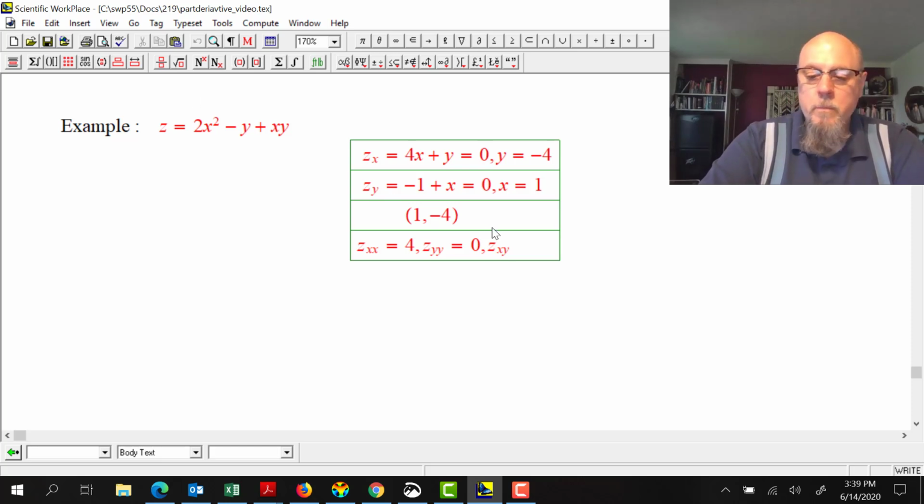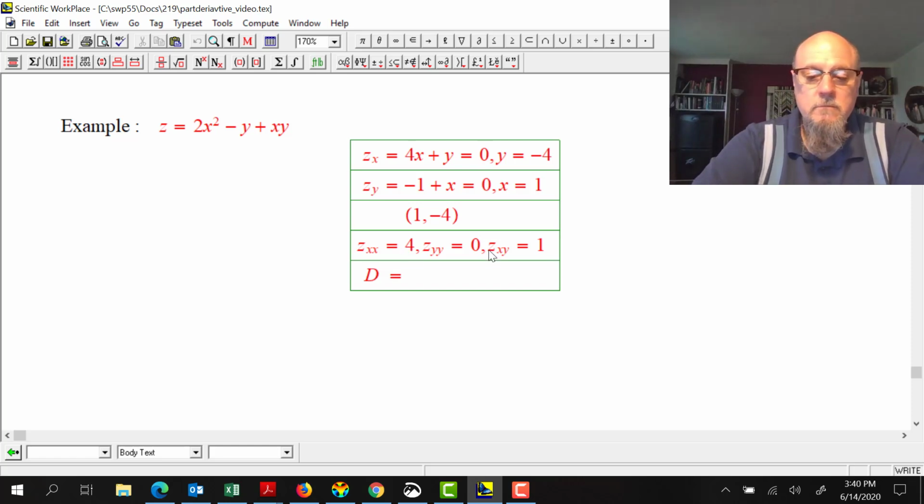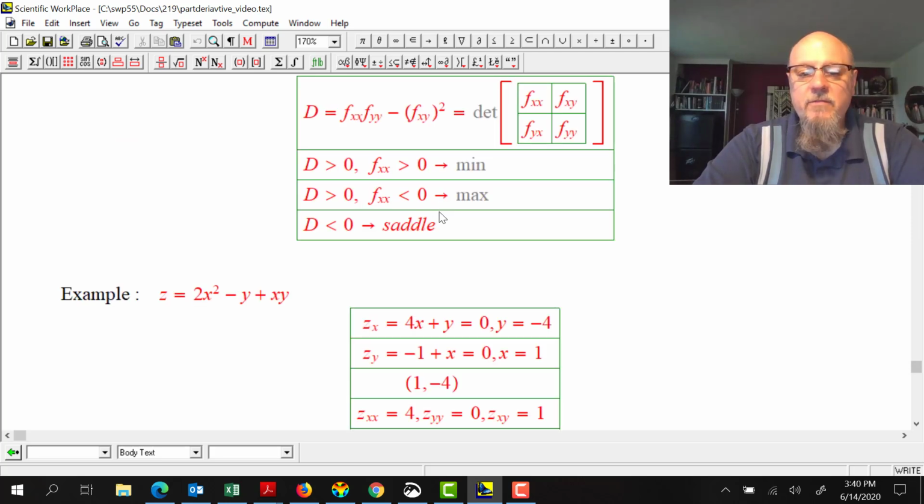so I could take this that's already been differentiated with respect to x and differentiate it with respect to y and get 1. Or I could take this that's already been differentiated with respect to y and differentiate it with respect to x and get 1. Clairaut's theorem promises me I'm going to get the same thing. So now I've got D is equal to 4 times 0 minus 1 squared. So I just care that it's negative. If it's negative, it's a saddle point. Question's over. One critical point and it's a saddle point.